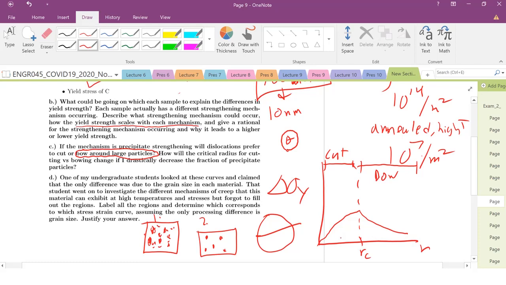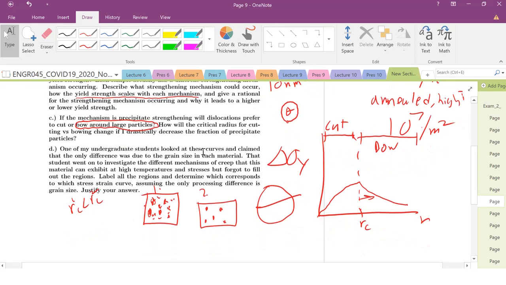So for scenario 1, my critical radius, RC1, is going to be much smaller than the critical radius for scenario 2. If I drastically decrease my number of particles, that critical radius is going to shift over here. It's going to increase because I'm not creating as much surface area, so that's the energy penalty for cutting. That's it. It's just the inverse problem from the video where we talked about strengthening mechanisms and where that critical radius shifts depending on the fraction of precipitate particles. Excellent. So now to our last problem.